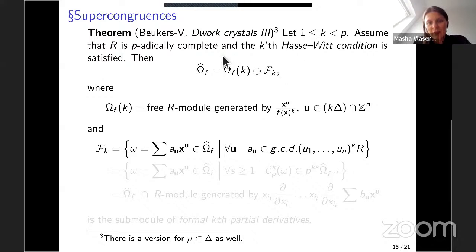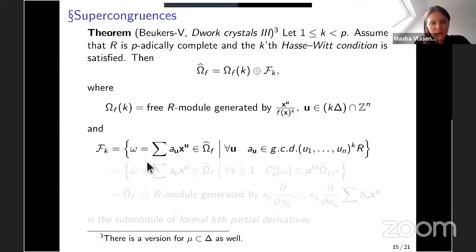then we have the following decomposition of R-modules, where this is a free module generated by functions x to the u divided by f of x to the k, where u is supported in k delta. This is a free module of rank how many integral points there are in k delta. And F_k is the module of formal k-th partial derivatives.